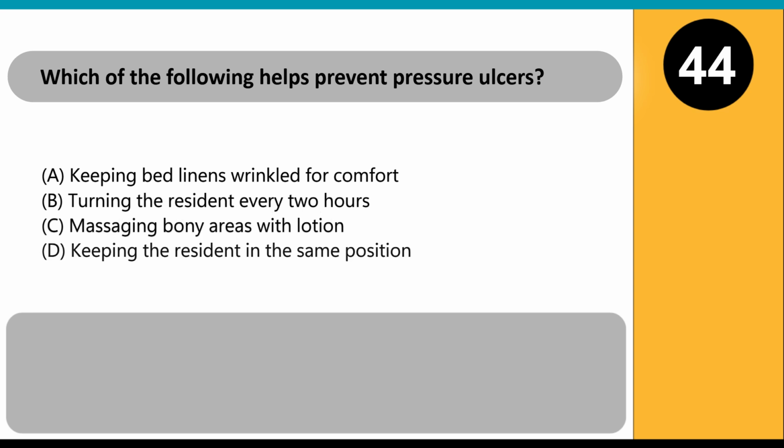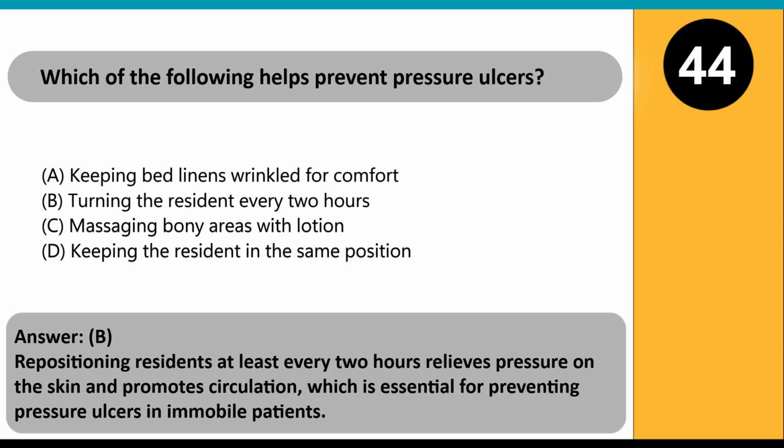Which of the following helps prevent pressure ulcers? A. Keeping bed linens wrinkled for comfort. B. Turning the resident every 2 hours. C. Massaging bony areas with lotion. D. Keeping the resident in the same position. Answer B. Repositioning residents at least every 2 hours relieves pressure on the skin and promotes circulation, which is essential for preventing pressure ulcers in immobile patients.